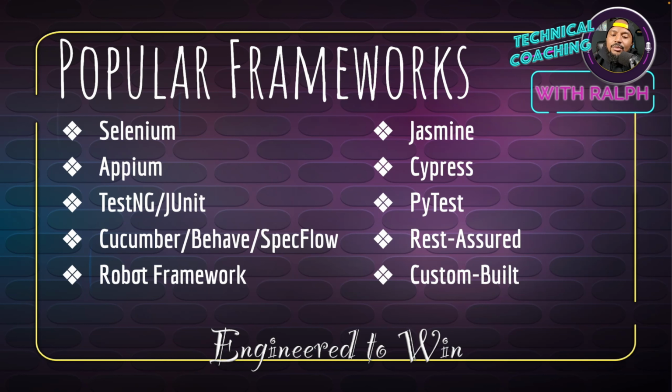All right. Then we have Cucumber, Behave, SpecFlow. Those are BDD, behavior driven development frameworks, right? Cucumber is for Java, Behave is for Python, and SpecFlow is for C Sharp and .NET, right? Then we have Robot Framework, which I mentioned previously. That's for automating desktop applications. We have Jasmine and Cypress, who both work with JavaScript. We have PyTest, and we have Rest Assured, and then we have the ones that you can build on your own, custom built, right?